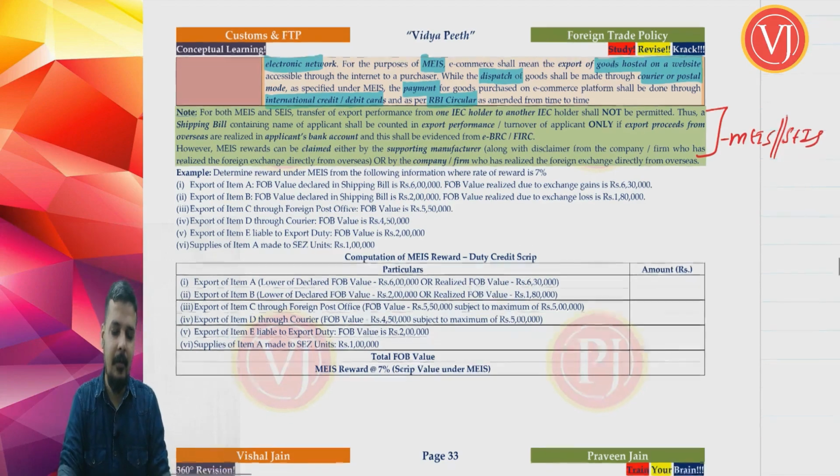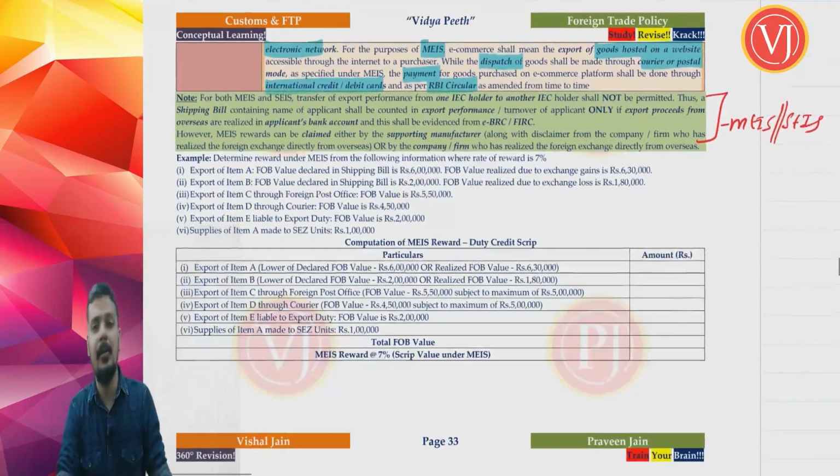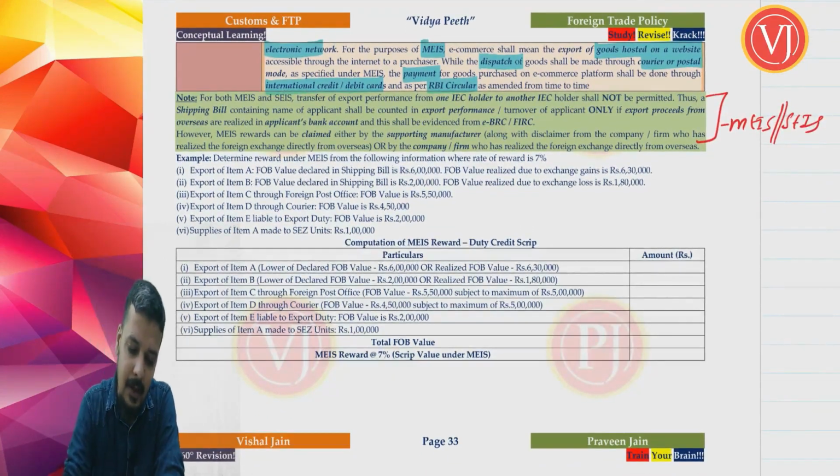Right. Before seeing that, now let us take an example and complete your MEIS script. Determine the reward under your MEIS given the following information, assuming that your MEIS percentage is 7%.